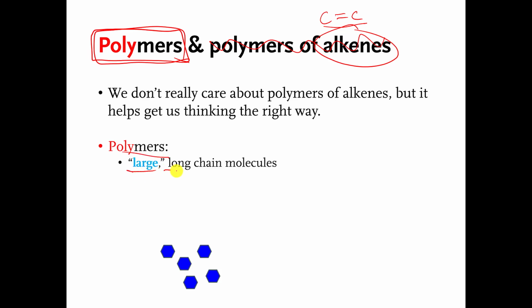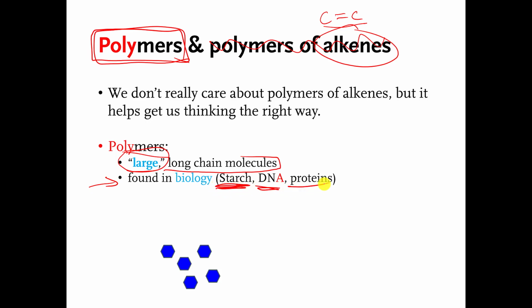Polymers are "large," long-chain molecules. I put large in quotes because compared to us, all molecules are relatively small, but they're large compared to most other molecules that we think about most of the time. They are found in biology. Starch is a polymer, DNA is a polymer, protein molecules are polymers. They are also found in the synthetic world. Polyester is a type of polymer molecule.